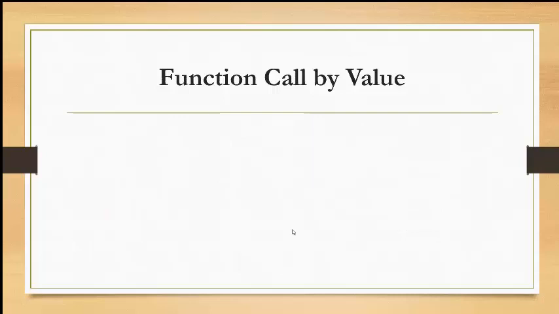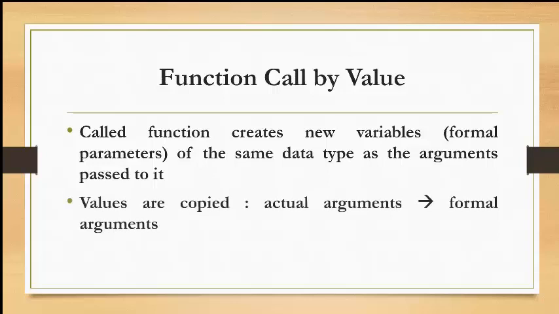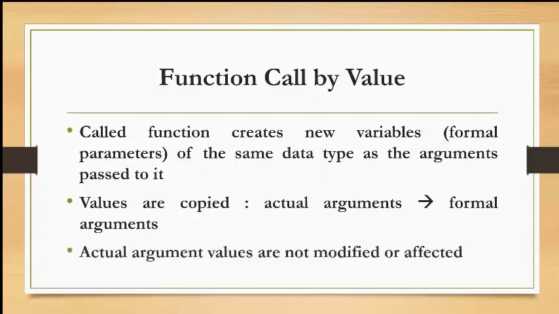So moving on further, we'll see when we are supposed to use the function call by value. One thing is, your function call is going to create a new variable of the same data type as the arguments that are getting passed to it, and whatever values are getting copied. So from the actual arguments we are going to make a copy through the formal arguments, and your actual arguments are not modified or affected through your formal arguments.